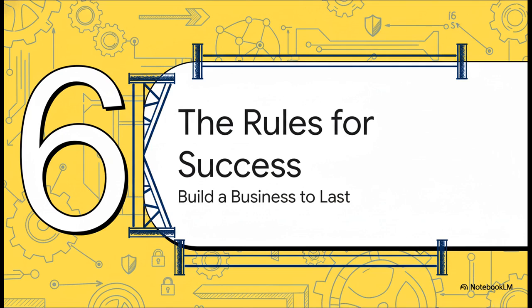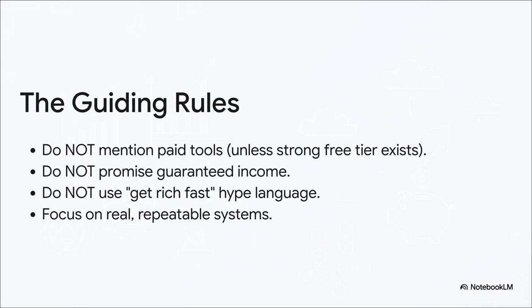All right, and finally, the blueprint lays down some non-negotiable rules. These aren't just suggestions. They are core principles designed to help you build a business that actually lasts. Every single one of these rules is about one thing: building trust. And it's hard enough to build trust when you're faceless. By killing the hype, focusing on real systems, and avoiding those empty promises, the content generated by this prompt is literally engineered to build long-term credibility, right from day one.